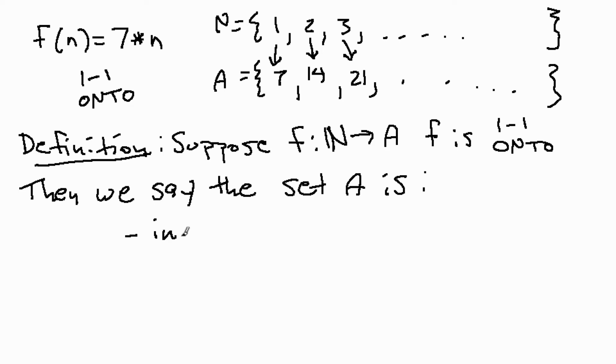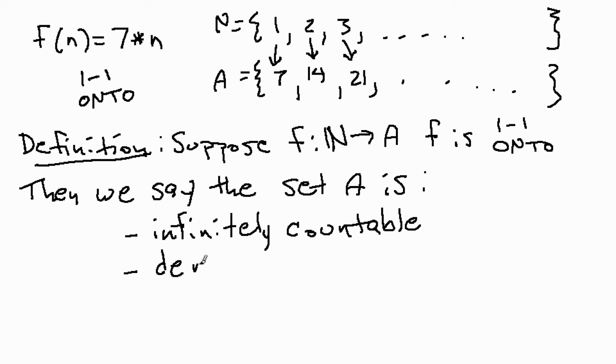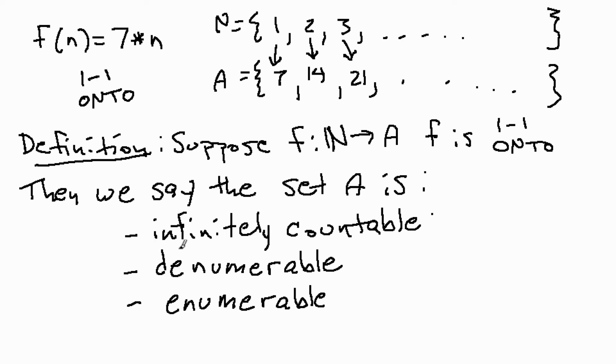One thing we would call it is we would say it's infinitely countable. Another word for this is we would say it's denumerable. Another word, it almost sounds like the same thing, we would say it's enumerable. These three terms, infinitely countable, denumerable, enumerable, they all mean the same thing. Okay? It means that there is a function f from the natural numbers to a set that is 1 to 1 and onto.